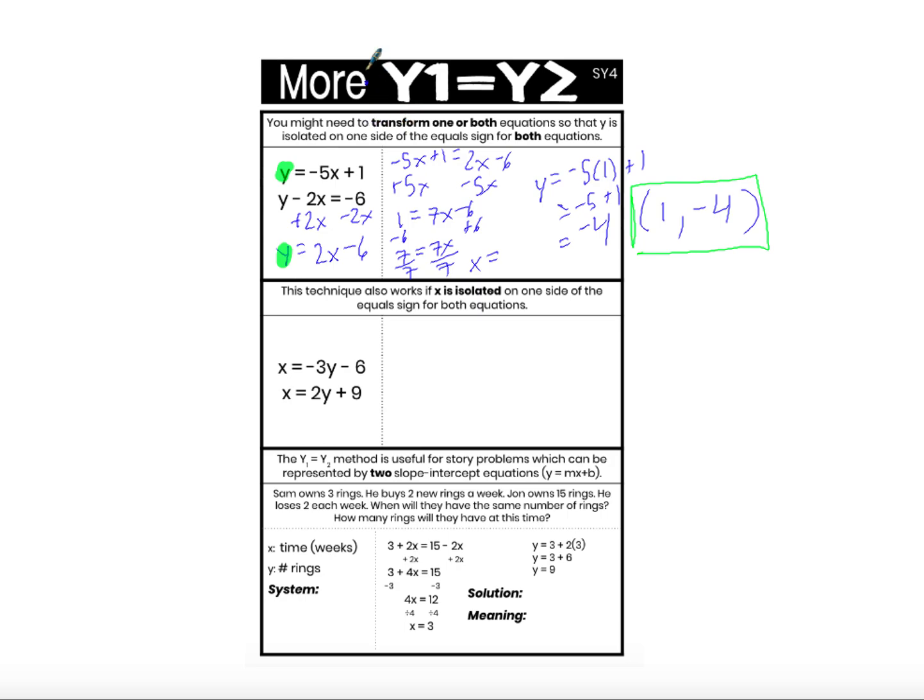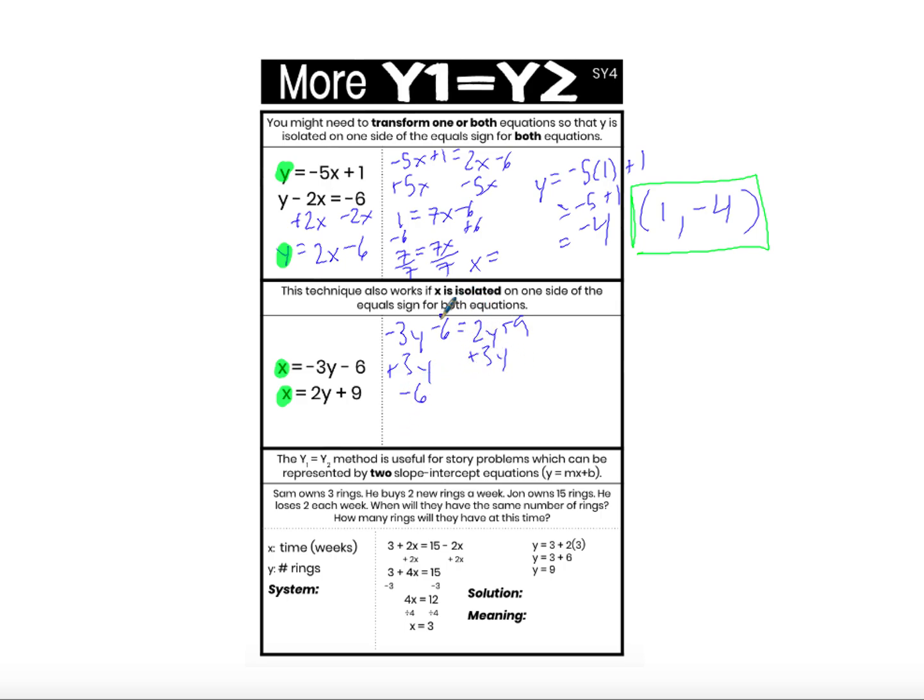Something that we should point out is this doesn't just work if we have two equations with y isolated on one side. If we have two equations written as x equals, we know that the x values are equal at the solution. So I can use the same strategy, and I guess I would call it x1 equals x2. And I'm just going to now set these two right-hand sides equal to each other. So now I have negative 3y minus 6 equals 2y plus 9. Now I'm solving for y first instead of x.